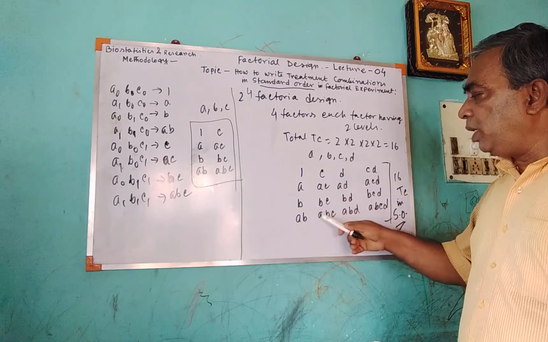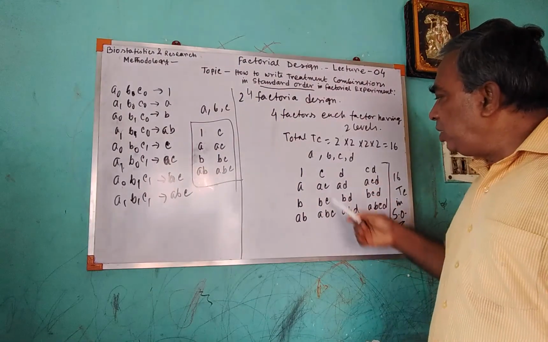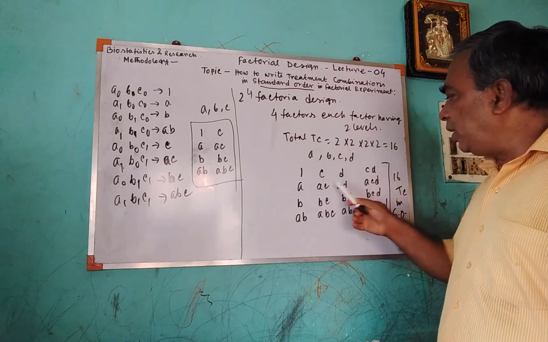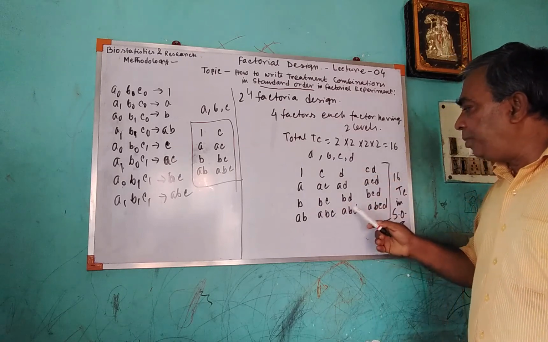C into AB, that is ABC. Now multiplied with D, this and this. D into 1, that is D. D into A, that is AD. D into B, that is BD. D into AB, that is ABD.